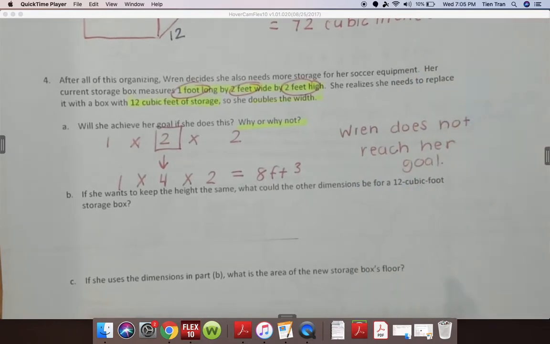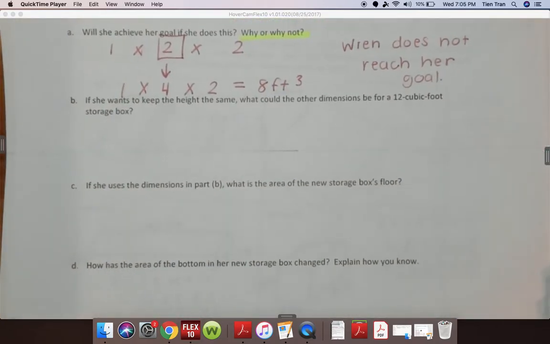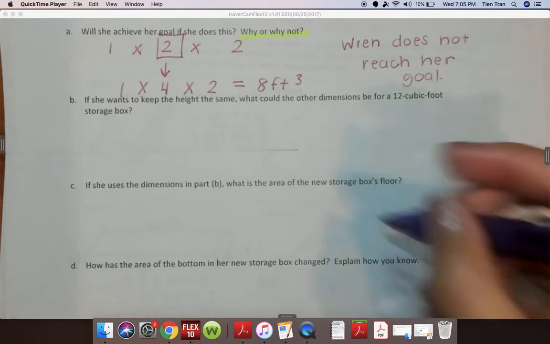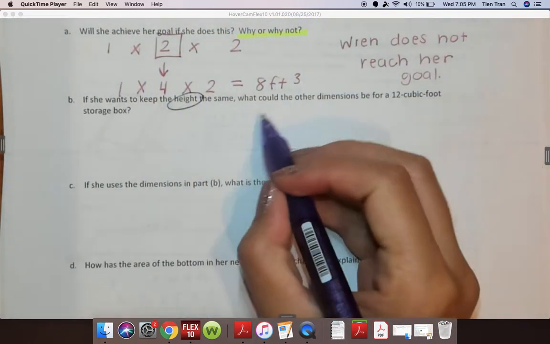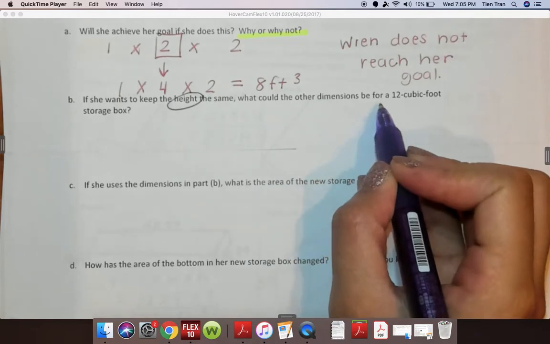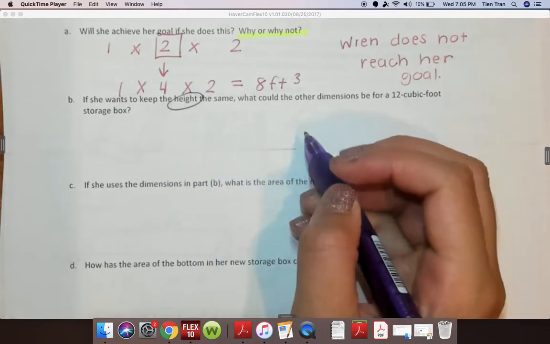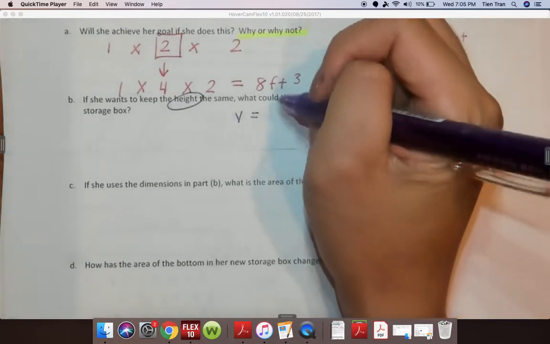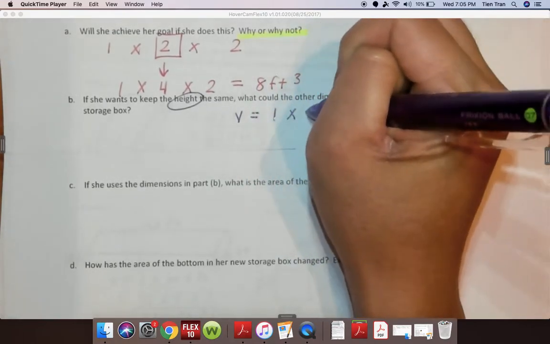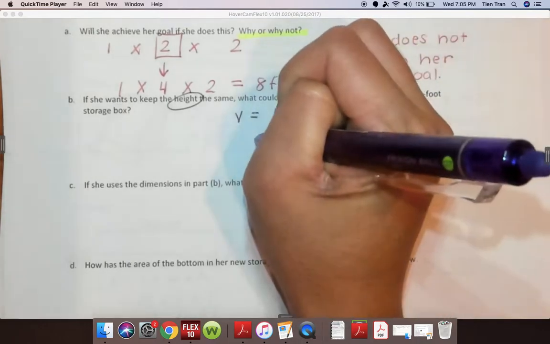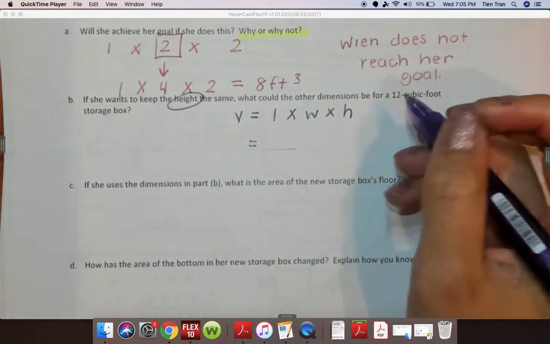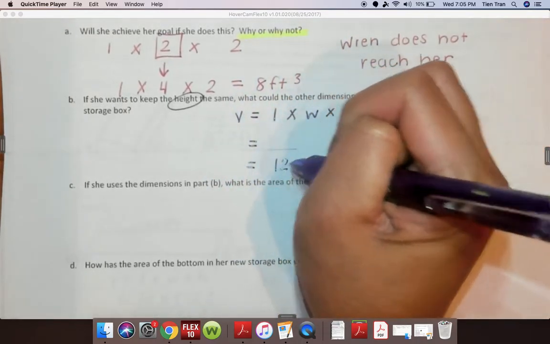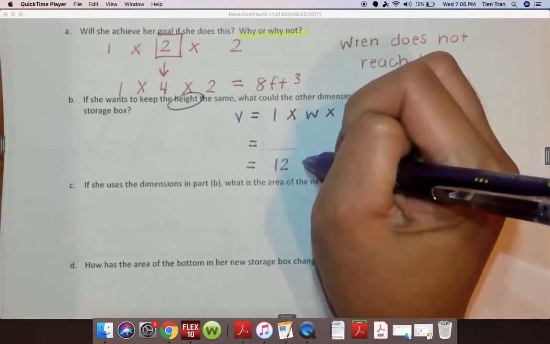Okay, so now I'm going to go to problem B. If she wants to keep the height the same, what could the other dimensions be for a 12 cubic foot storage box? So our goal is still going to be 12 feet, right? So I know that I need to multiply length times width times height to figure out what happens if she changes it in order to get 12 cubic feet.